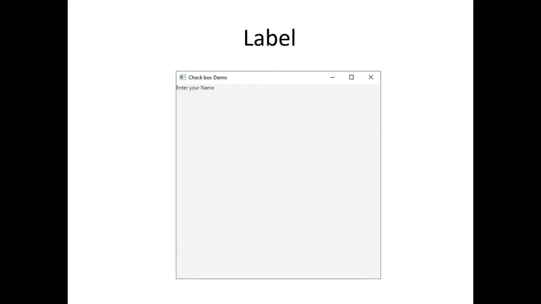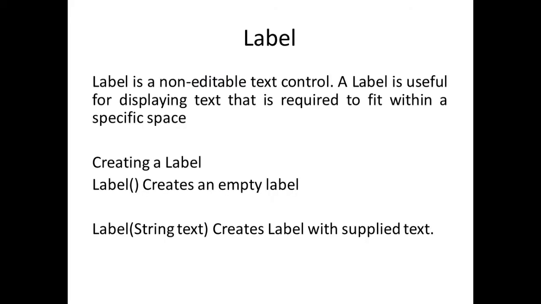We'll understand how to create a label, how to work with the label in JavaFX, and then we'll move on to buttons. So label is a non-editable text control, and a label is useful for displaying text that is required to fit within a specific space. You can use a label to put some non-editable text inside it. We have taken two constructors of the label class: label creates an empty label. If you want to specify some text, you can give the text as a value in the constructor. So let's go and create a label.